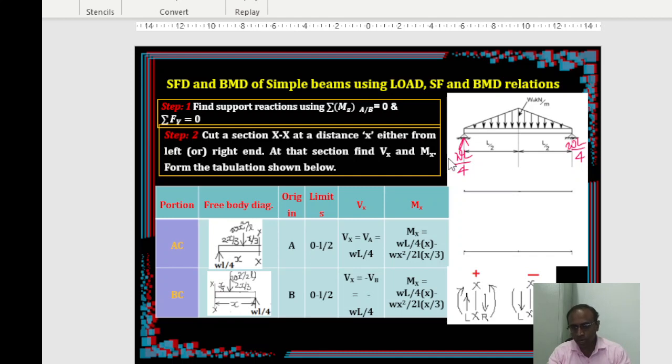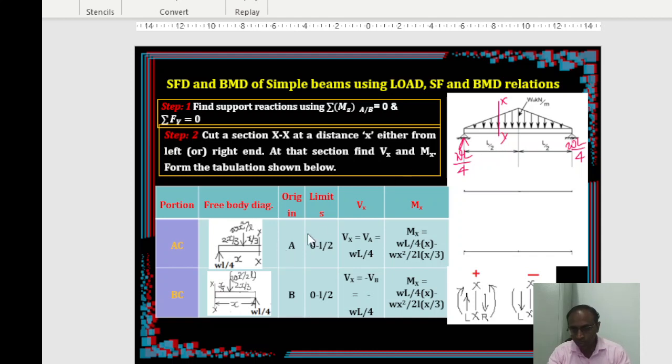Once you have the support reactions, you now cut a section either from the left end or right end. See here, half of the diagram is sufficient. You can take a mirror image on the other side. You don't have to take two sections. One section alone is sufficient because it is a symmetric loading; you can replicate it on the other side.